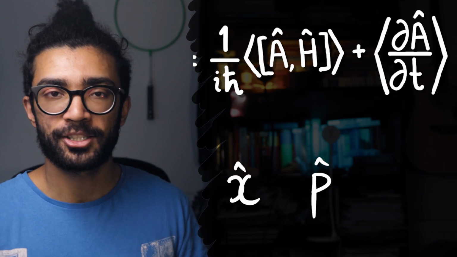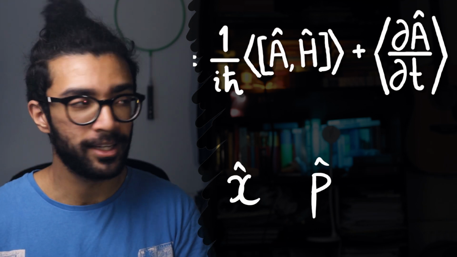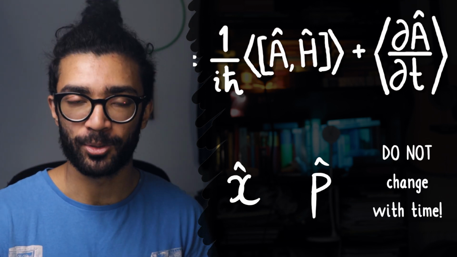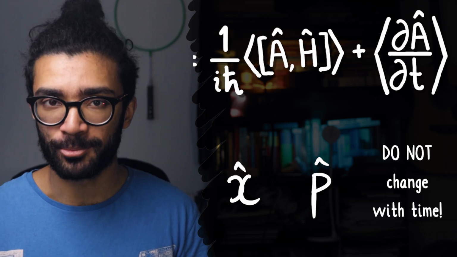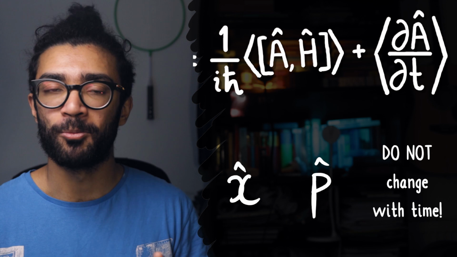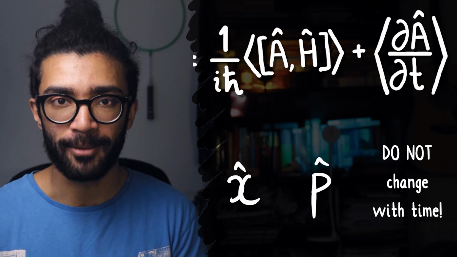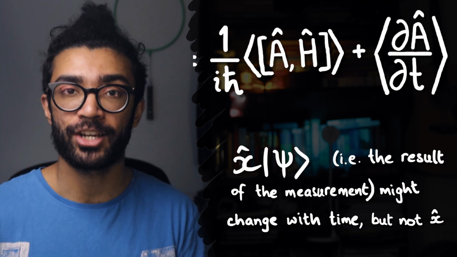Now, in the case of the position or the momentum operator, which are the two main operators that we'll be talking about shortly, these operators do not change with respect to time. Remember that an operator corresponds to making a measurement in real life, and how we make a measurement of either position or momentum does not change with time. The end result of when we apply our operator to our system can change with time.